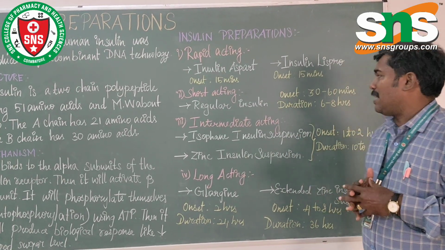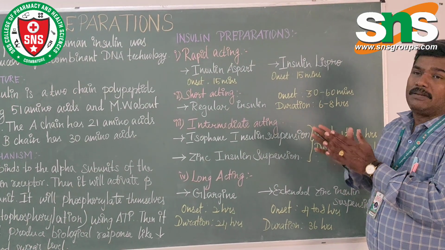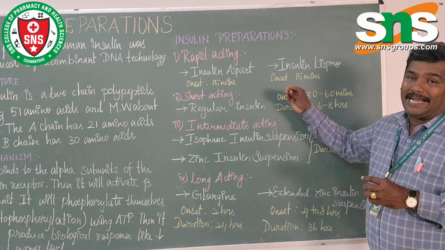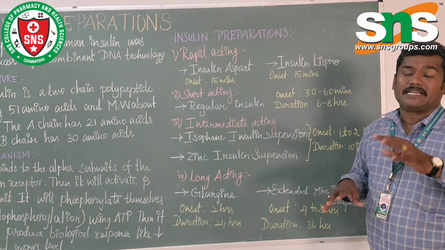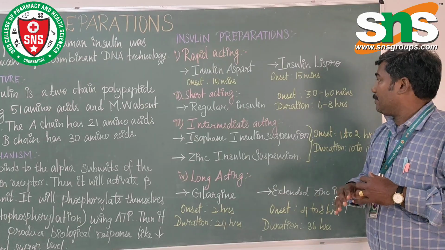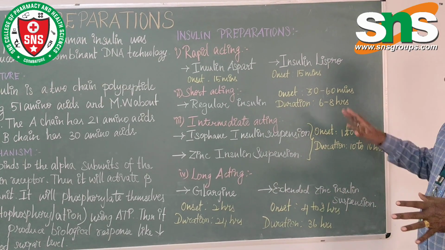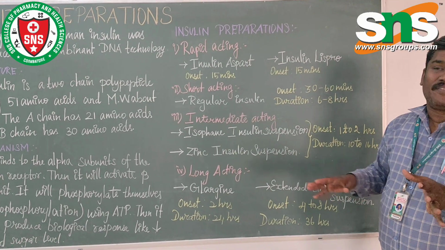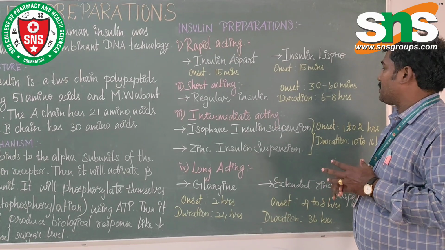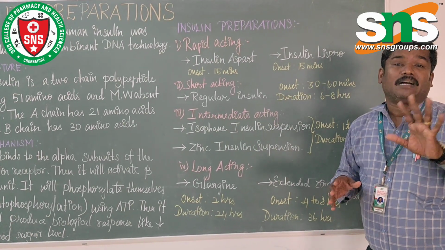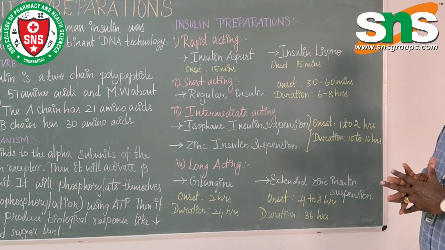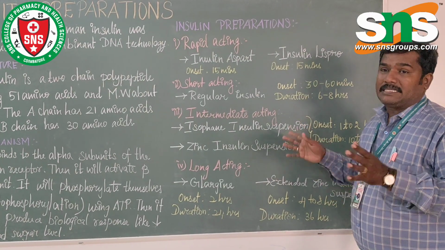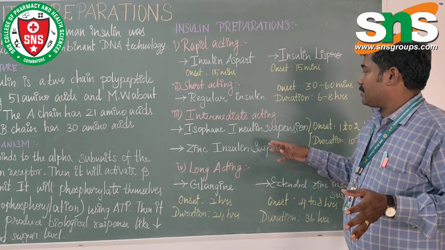The second one is short acting. This one is slightly slower than rapid acting. The onset of this type of insulin will be 30 to 60 minutes, and the duration will be 6 to 8 hours. So for 6 to 8 hours it will work. Hence it is called short acting.